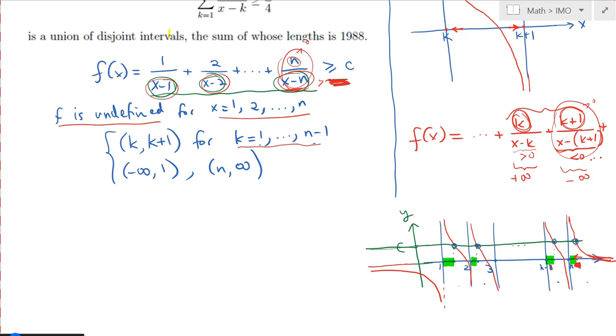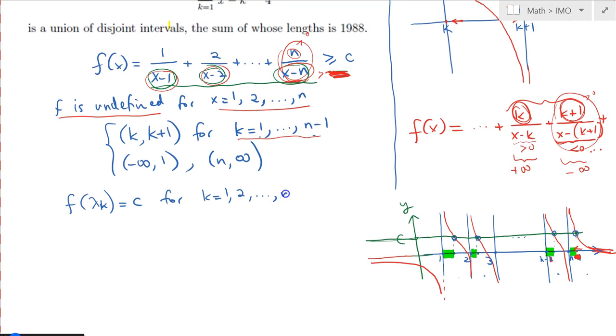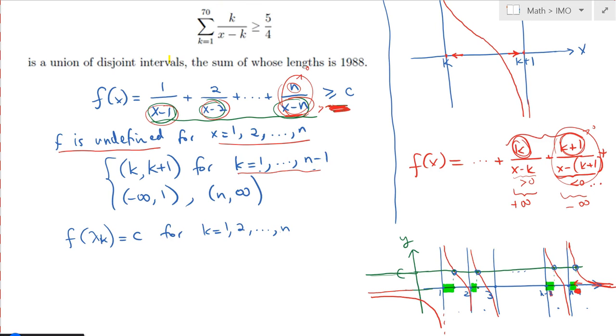As a result, we would have n different solutions, where each solution, let me call it lambda k, is equal to c for k equals 1, 2, all the way to n. Sorry, n. But that's it. Now we know exactly each of our intervals, as described in the highlighted regions here. All we need to do now is to add these highlighted regions and find out the sum is equal to 1988 if we can.